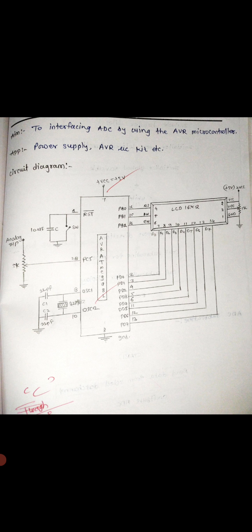The port pins are connected to the RS, RW and enable pins of the LCD, and the data pins are connected to port D. Port D is used for the 16x2 LCD data.